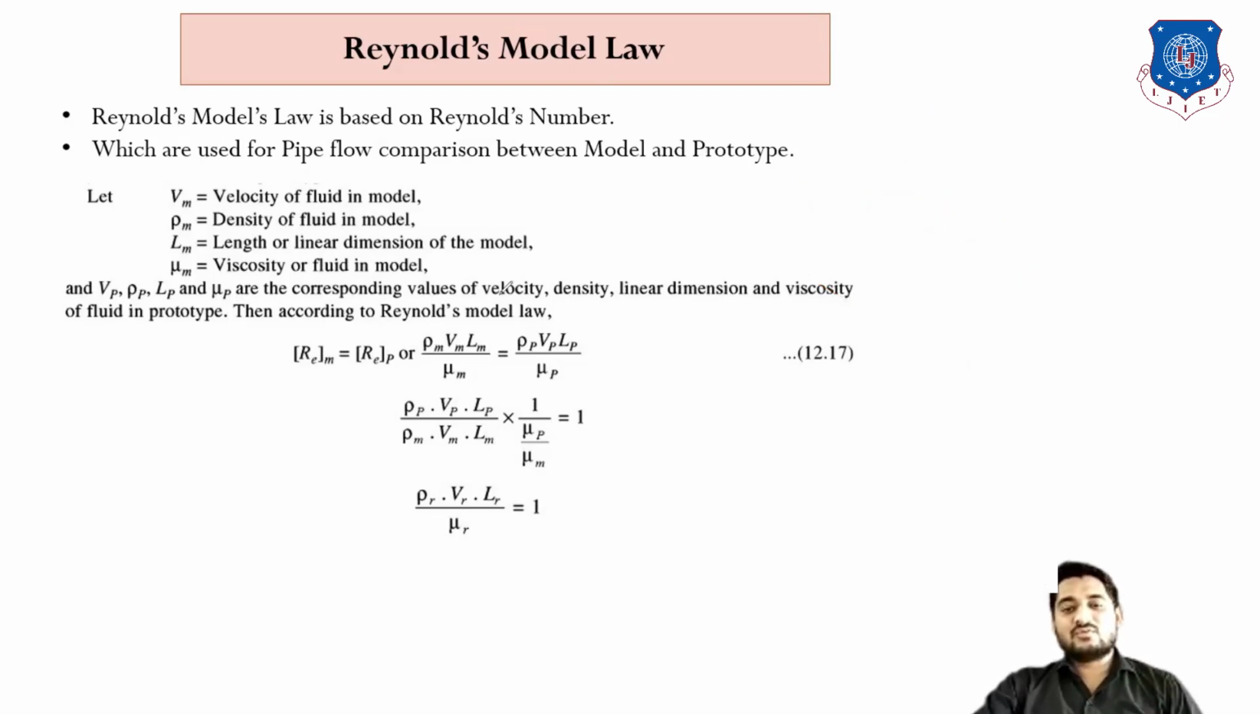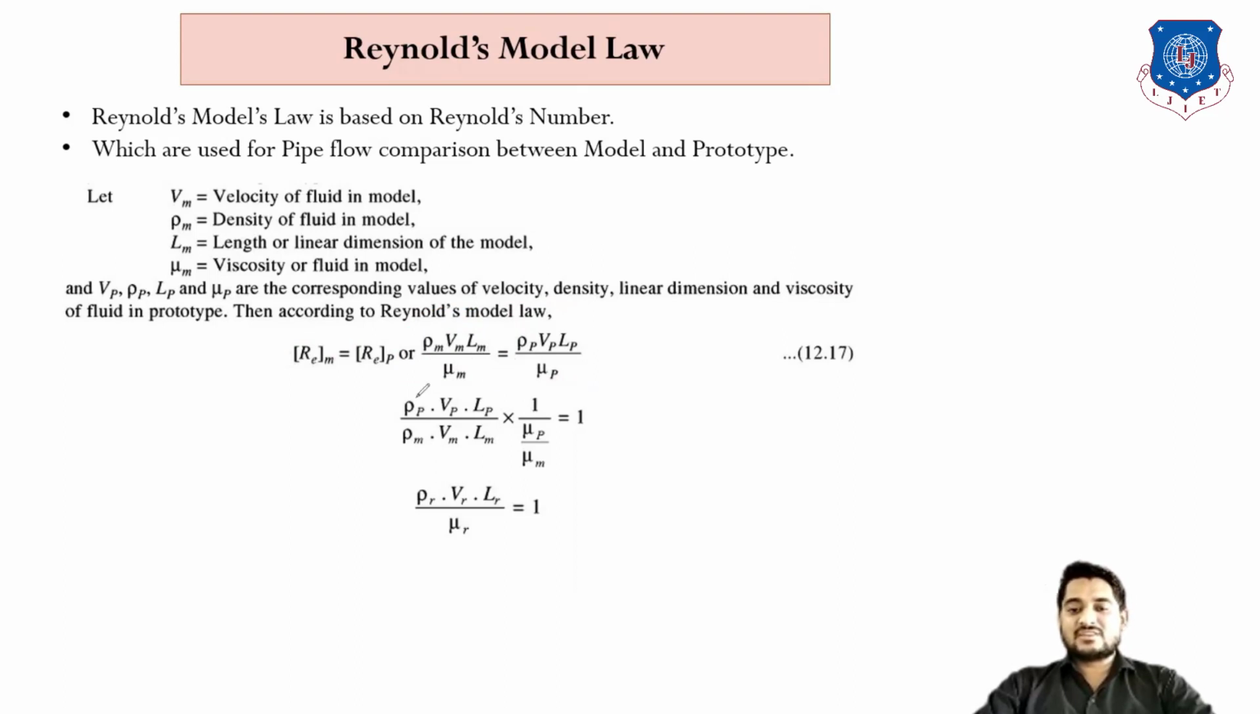So first of all, what do you mean by Reynolds model law? Reynolds model law means Reynolds number of model is equal to Reynolds number of prototype. So it is one kind of similarity purpose. So Reynolds number of model, that means rho of model, velocity of model into length of model divided by mu of model, is equal to rho V d by mu of prototype. Here instead of diameter you can also write length, right?